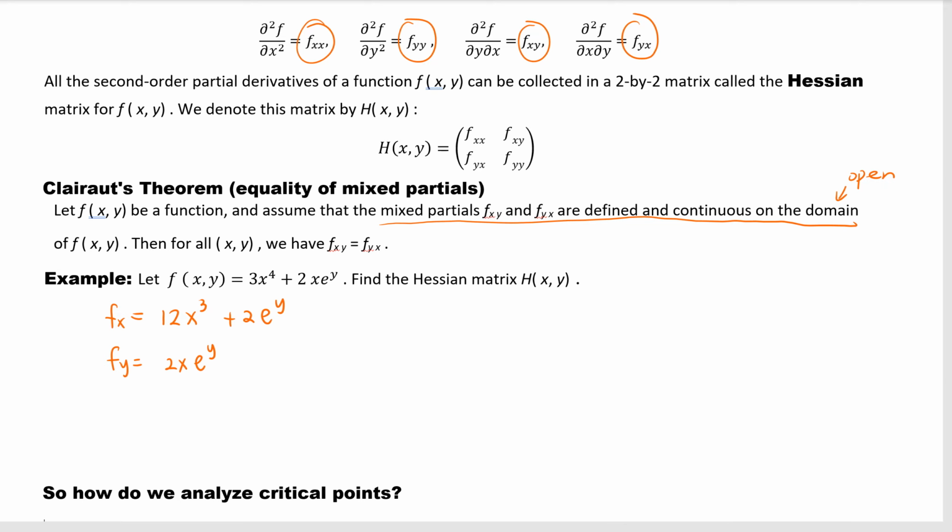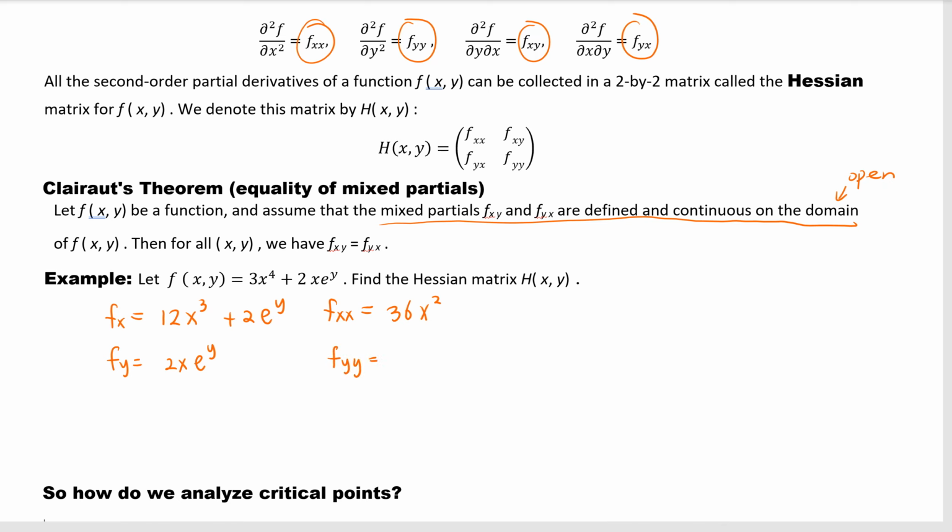Okay, now what is fxx? Take the derivative of fx with respect to x: 3 times 12, 36x squared, and the second term has no x, so it's gone.